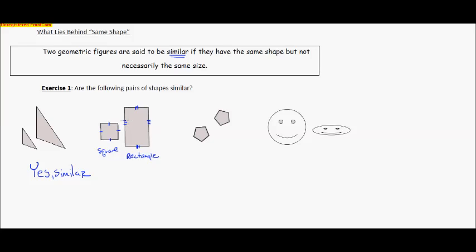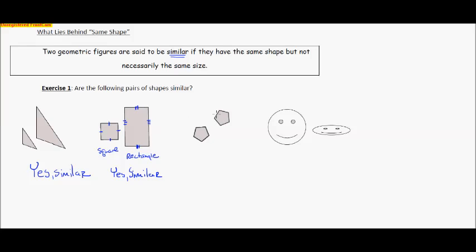And do they have the same shape? Well, they have 4 sides. They have 90-degree angles in each of the corners. So even though this one has 4 equal sides and this one doesn't, they still constitute the same shape. But again, they're not necessarily the same size. So again, I'm going to say yes, they are similar. Alright, so you write that in as well. And take a look at the third set here.